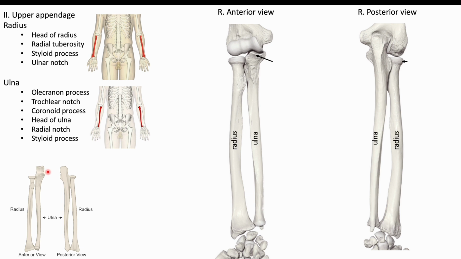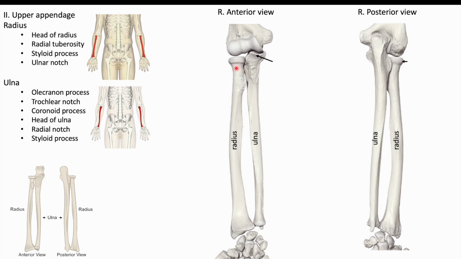Sorry. It forms like a U shape here. So that's how you can tell that it's the ulna. Okay. All right. So actually, let's go ahead and talk about the radius. So that's another way you can differentiate between the radius and the ulna. Let's go to the radius.